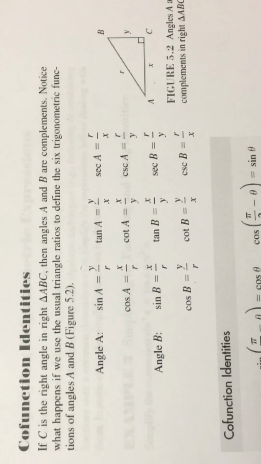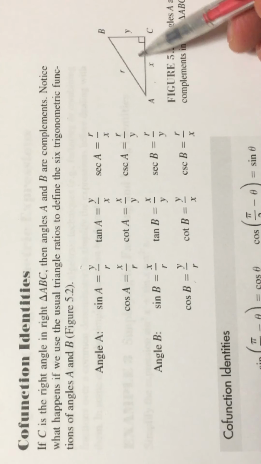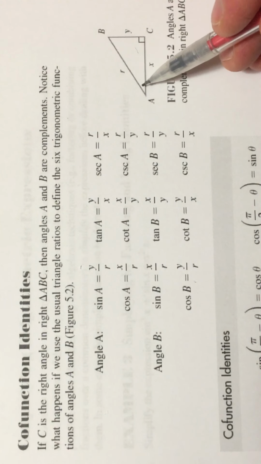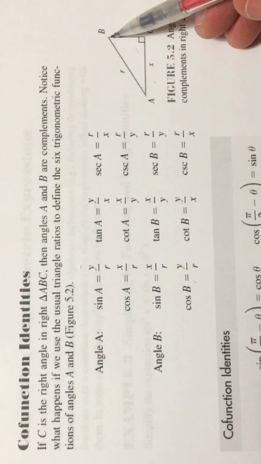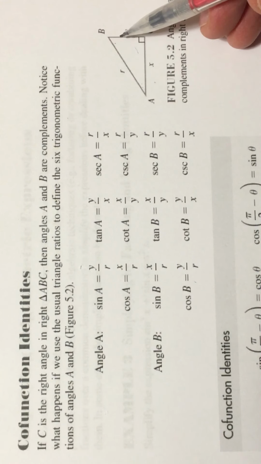We're looking at the cofunction identities. This is the second page to the note sheet, 5.1. We know in geometry, a right triangle has two acute angles, here in this case, angles A and B. These are complements of each other.